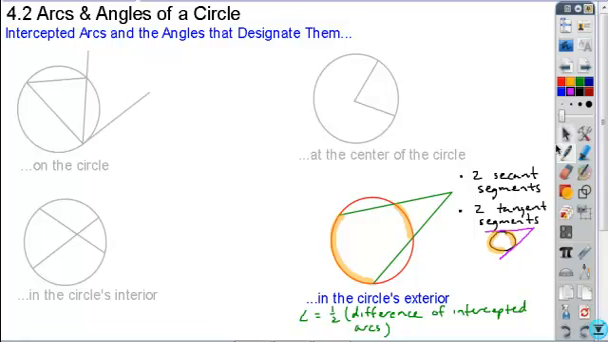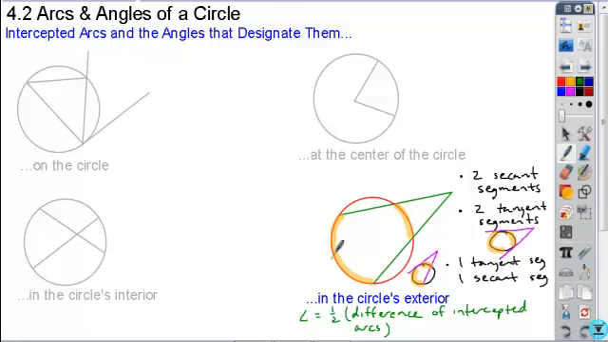And then you might have the final possibility, one tangent segment and one secant segment. And if that were the case, you'd be looking at something like this. In all of those, again, you'd still have your two intercepted arcs as well. So no matter which of those cases, if the vertex lies in the exterior, you're going to take 1/2 the difference of their intercepted arcs.